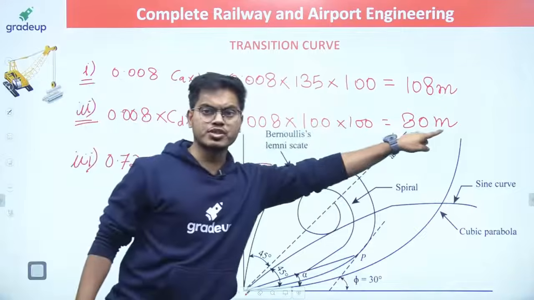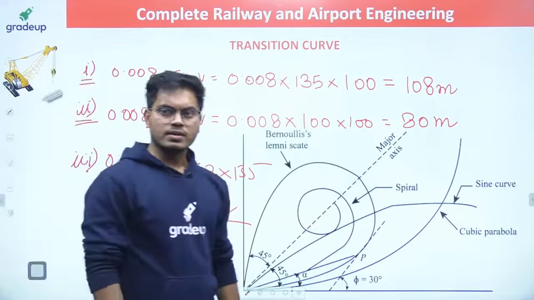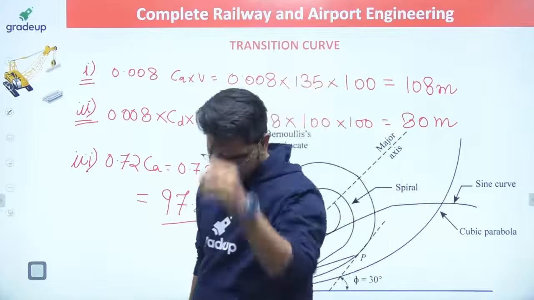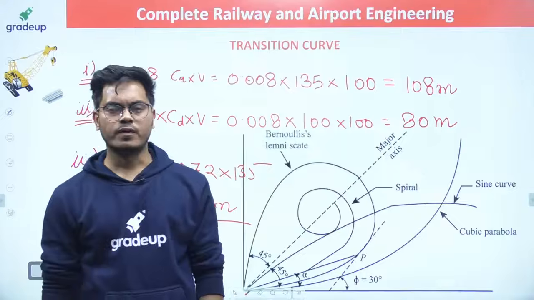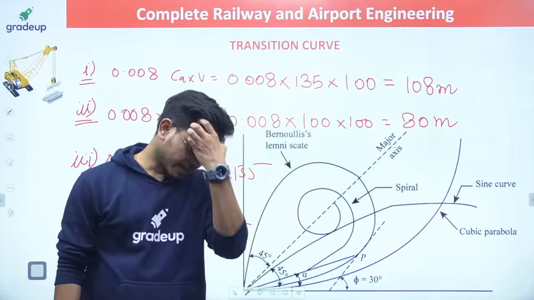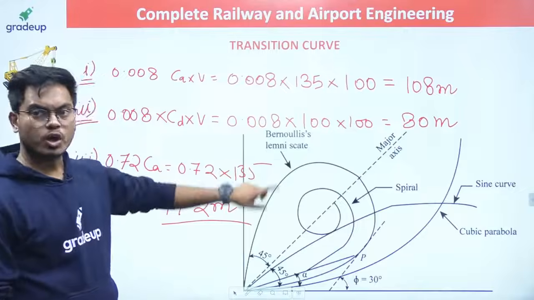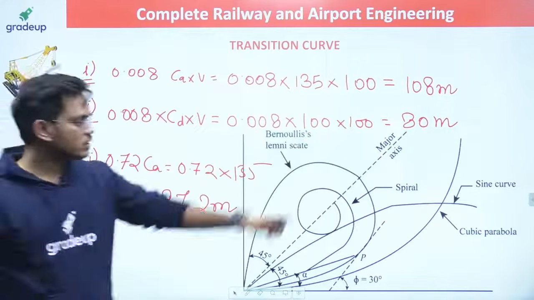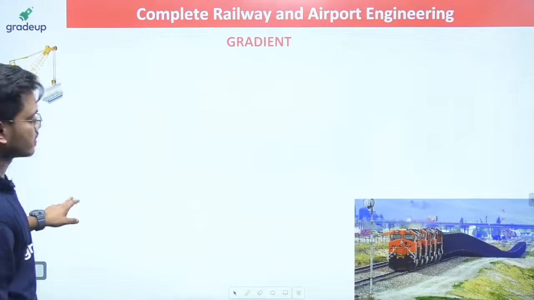Is it correct? 108 meter. The correct answer is 108 meter, right? Yes, because this is the maximum among 108, 80 and 97.2. This is the correct answer. This is how you will get the value of transition length.